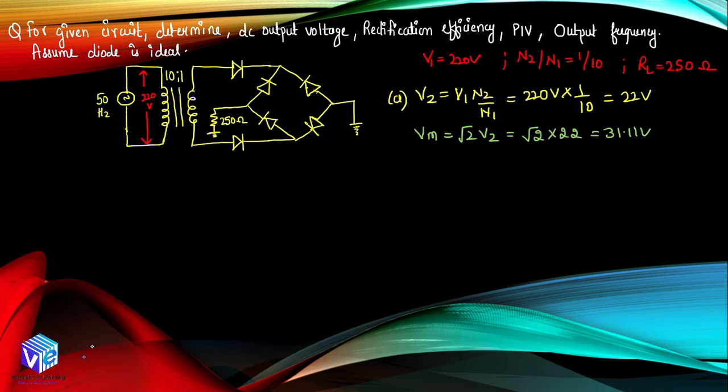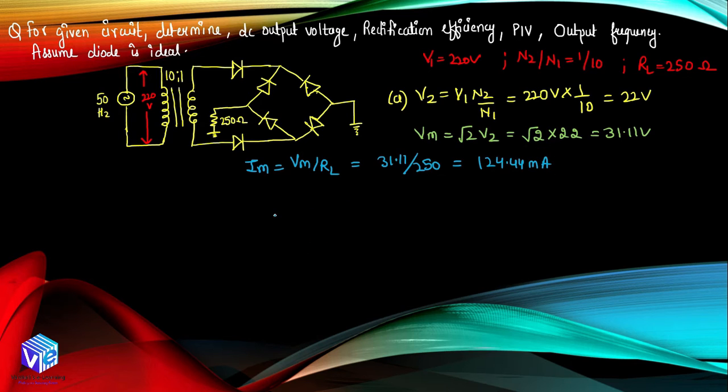Now from the Vm I can calculate Im. What will be the Im? Im is Vm upon RL from Ohm's law. So Vm is 31.11, we have calculated it, and RL is 250. When you divide it, you will get the output equal to 124.44 milliampere.